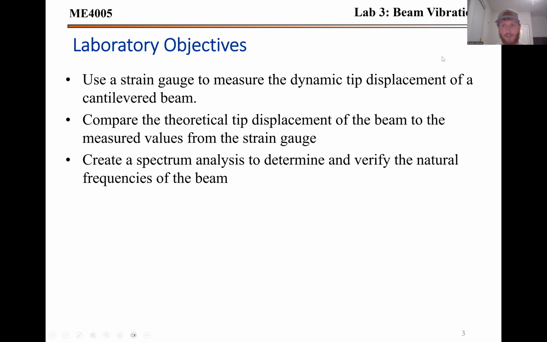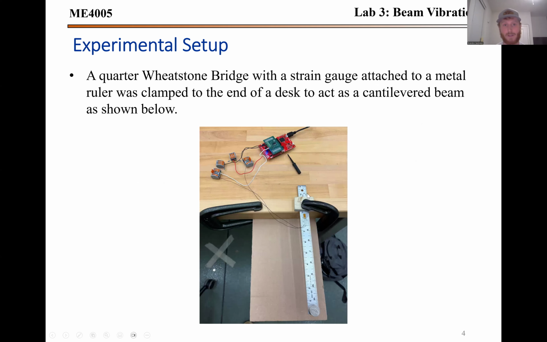So the laboratory objectives for this experiment are to use the strain gauge to measure the dynamic tip displacement of a cantilevered beam, compare the theoretical tip displacement of the beam to the measured values from the strain gauge, and create a spectrum analysis to determine and verify the natural frequencies of the beam.